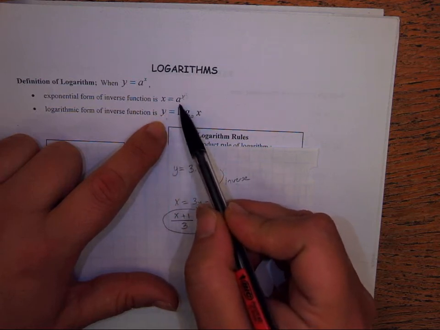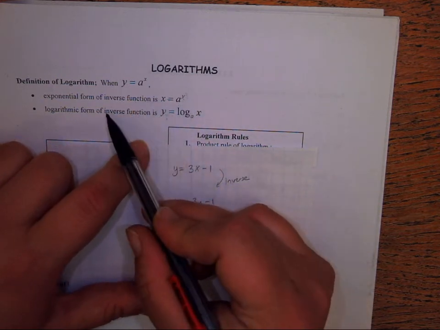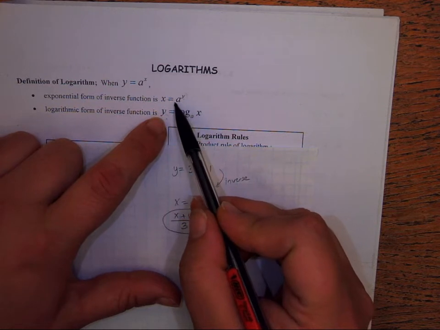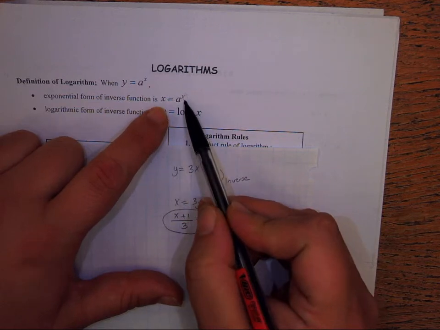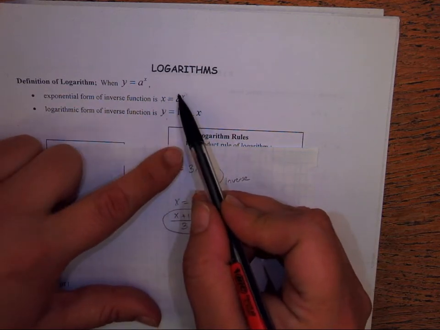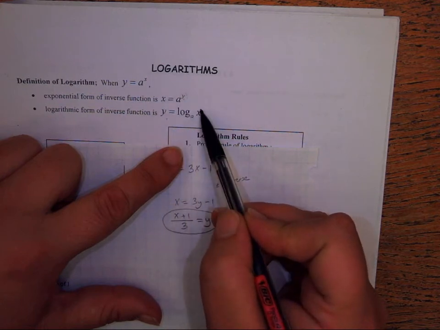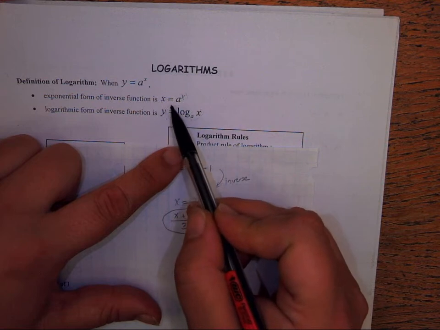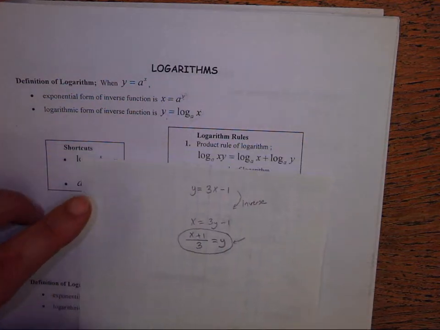And then if you compare these two, the exponential form of the inverse function and the logarithmic form of the inverse function, the base of the exponent becomes the base of the logarithm, and then the other two switch sides. So now y is on the left side and x is on the right side. So this logarithm means you are actually getting the exponent for that exponential function.